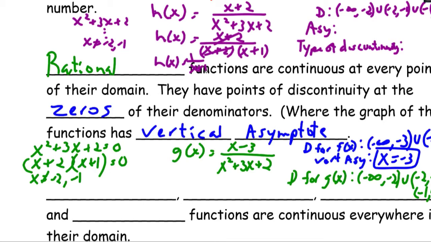And notice, I got my domain from the original before I canceled out, because by the original function, it doesn't exist at negative 2. But what's happening at negative 2 now? Is it an asymptote still or not? What happens when you cancel out? Try sketching this one and see. How does the graph change? You can even sketch g of x and h of x to see how it changes. What happens?